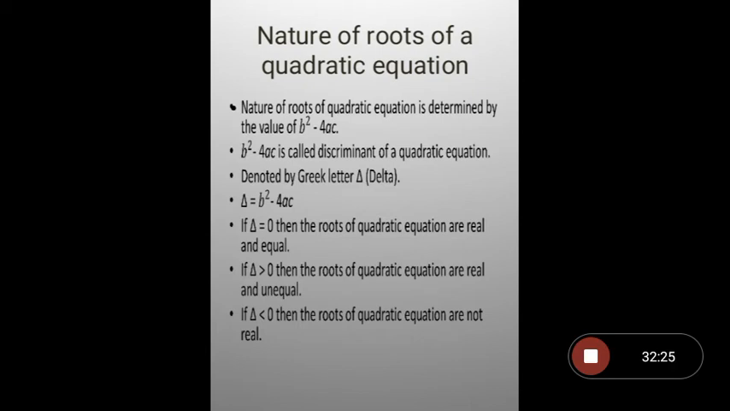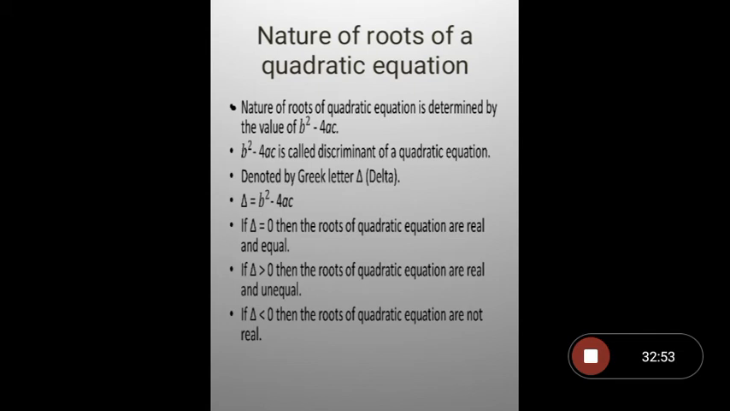If delta is greater than 0, means positive, when the value of b square minus 4ac comes positive, then we can say the roots of the quadratic equation are real and unequal. That means these roots are real, but one root is minus b plus root upon 2a and the other is minus b minus root upon 2a. That means both are real but unequal.